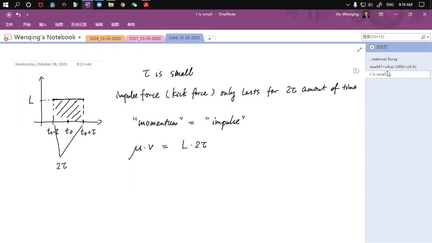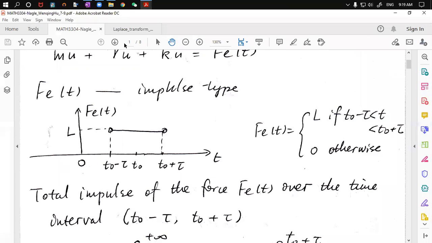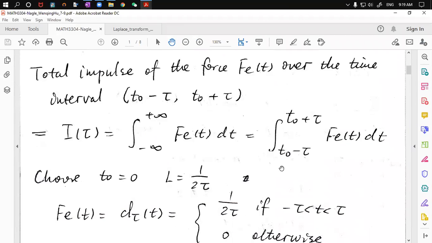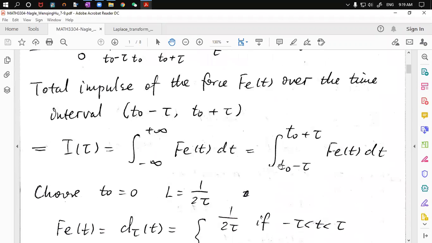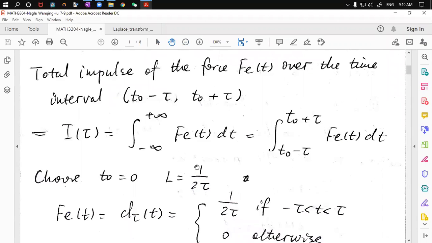Let me ask the following question. Basically, the total impulse is the integral of the force over time, but the force is equal to a constant. So that's going to be just 2 tau multiplied by L. Okay.